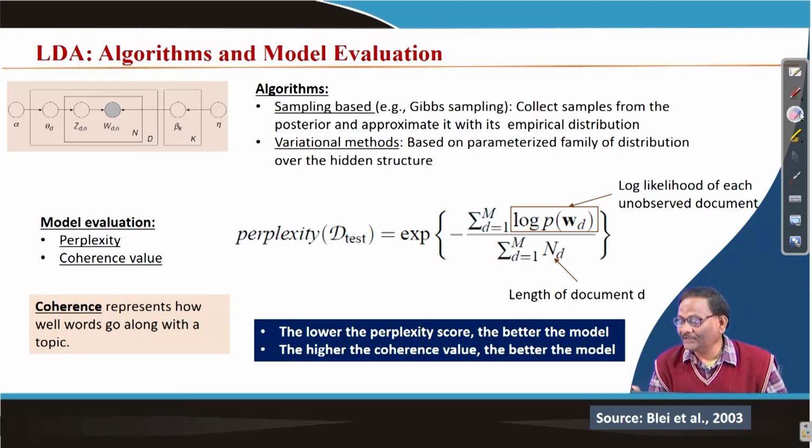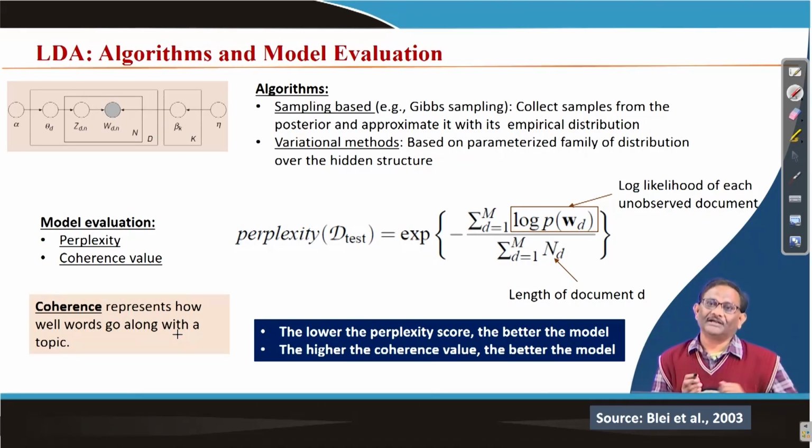Okay, so another one is coherence. Coherence represents how well words go along with the topic. There are several topic words attached with the topic. Suppose there are many words connected with the topic. Now, what is the coherence? Some kind of association, how good the association is.